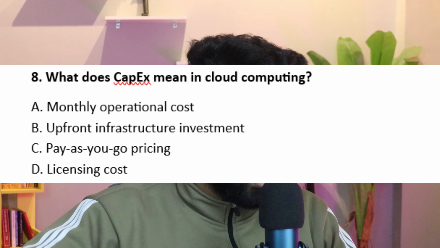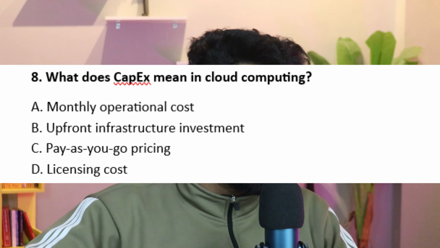Okay, question number 8 we have, what does capex mean in cloud computing? Option number A, monthly operational cost. Second, upfront infrastructure investment. Third, pay as you go pricing. Option number D, licensing cost. Whenever we go for a DC or any kind of cloud, you have to put some cost. We have different types of costing. Capex is one of them. We call it capital expenditure.